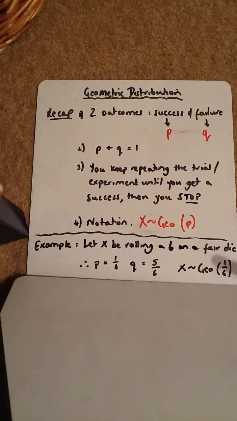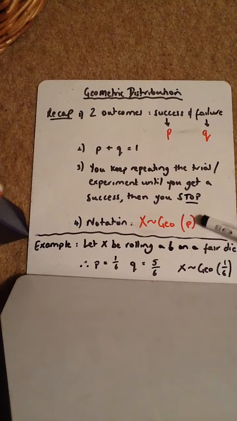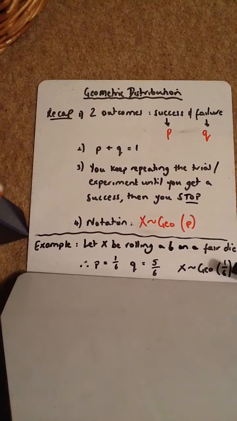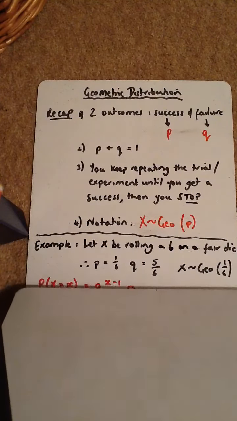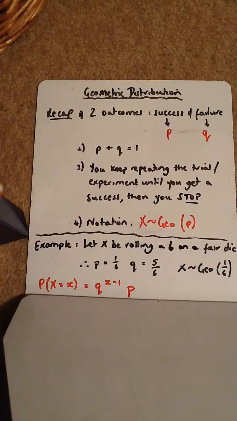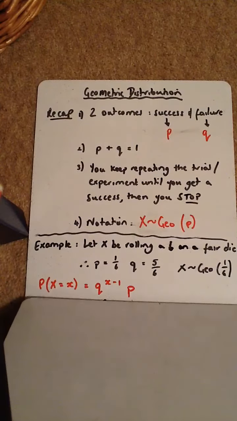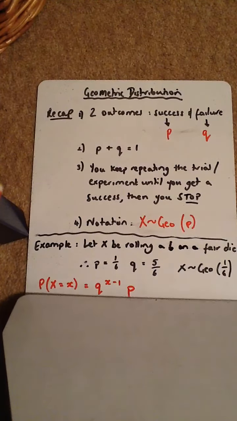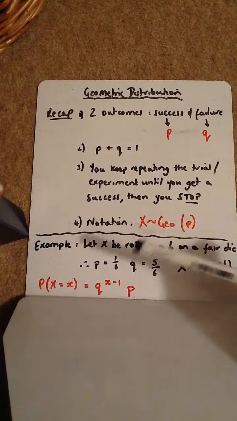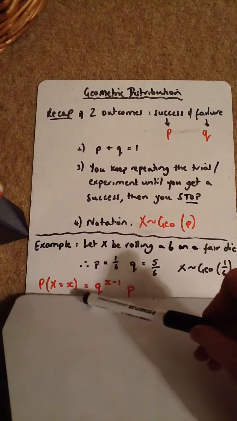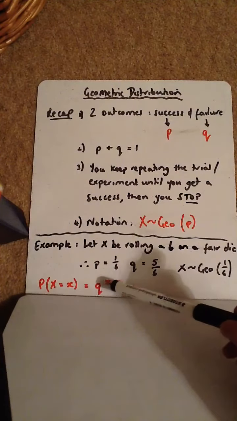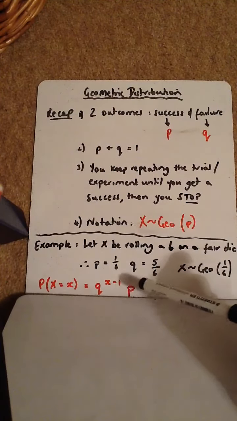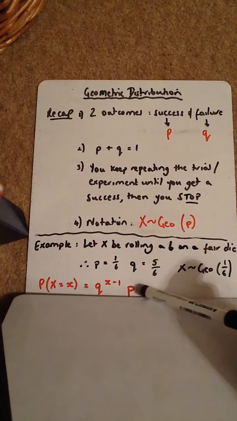If I were to write this question in this notation, we would have that X, which I've said is rolling a 6 on a fair die, is geometrically distributed with the probability of success p as 1/6, which is in the bracket. If you remember the equation that we've looked at before, this helps us to work out the probability of getting a success on a certain number of attempts. So the probability that X is equal to some number is equal to q to the power of x minus 1, times p. So this is a really key equation for the geometric distribution.